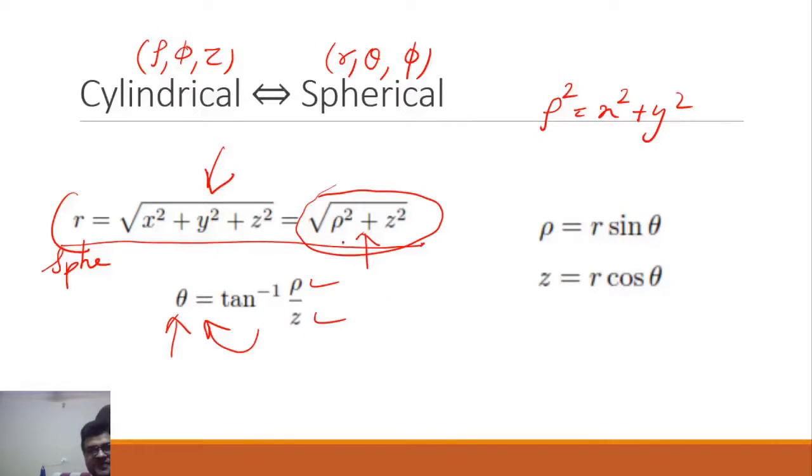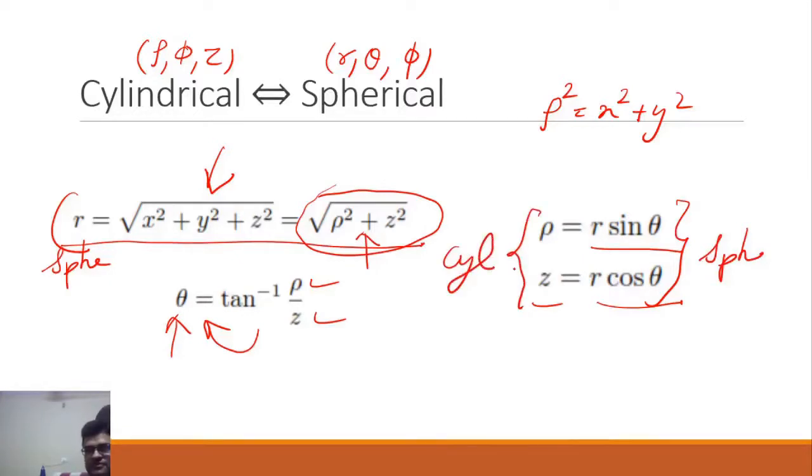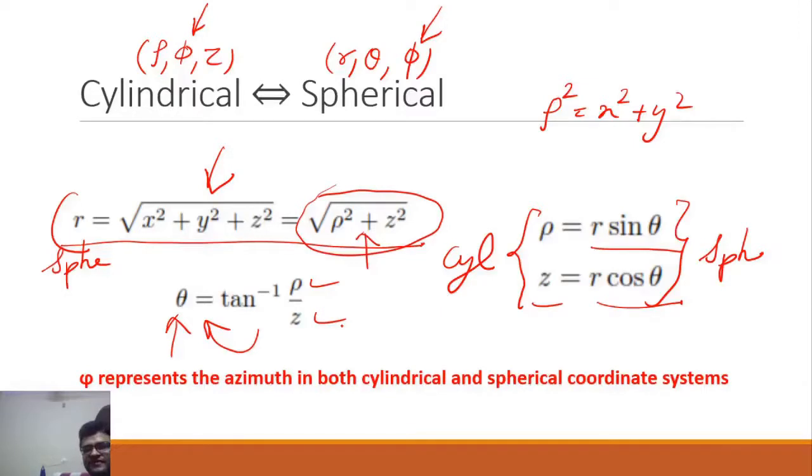This rho will be kept as rho, not as x square plus y square, like we did in the previous two slides. And here also we know that rho can be written as r sin theta and z can be written as r cos theta. So you can see this right hand side is the spherical coordinate system. All the dimensions here are spherical coordinates, and rho and z belong to cylindrical coordinates. Phi represents the same thing, so we need not worry about it.